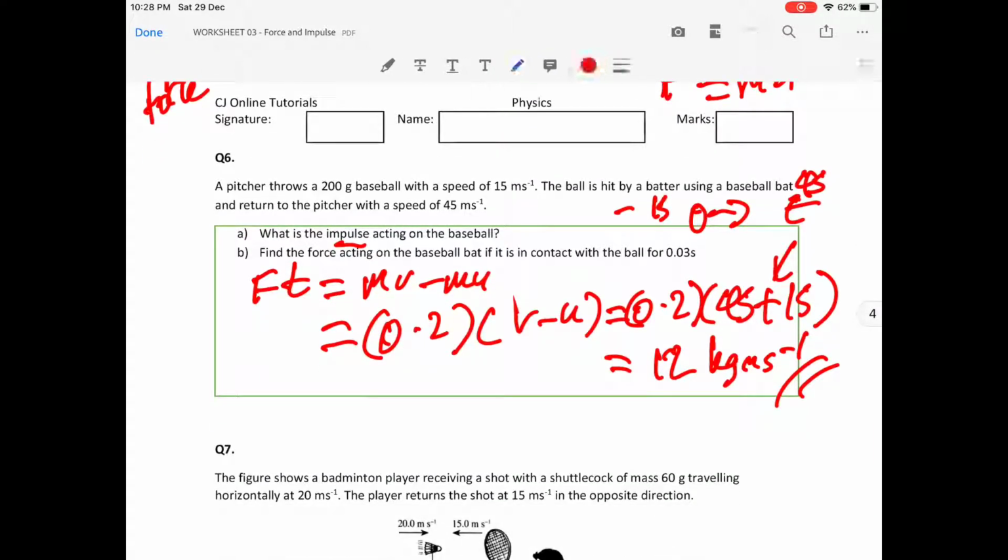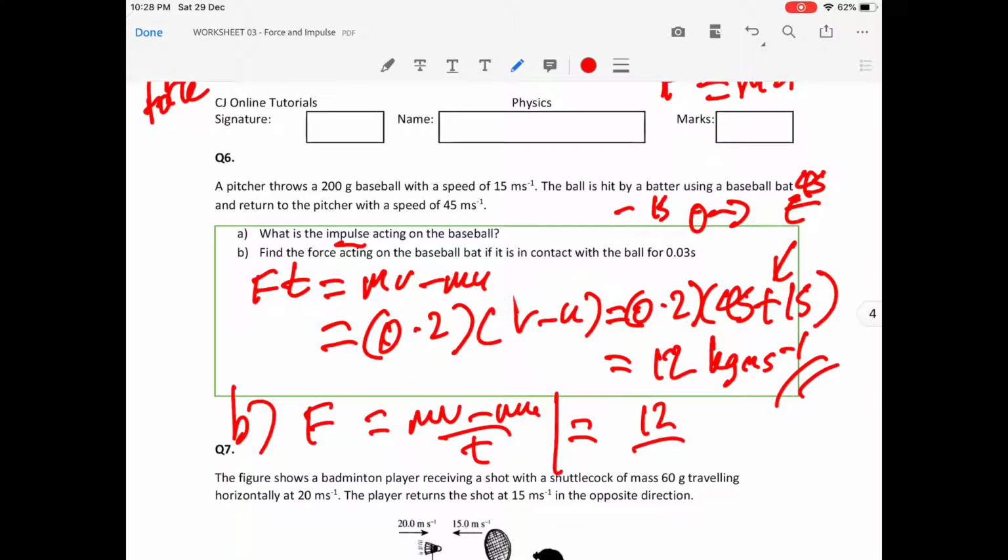Part B. Find the force acting on the baseball bat if it's in contact for 0.03 seconds. Once again, you already have this. Just use the same equation. F equals mv minus mu over t. This is the second one, just move the t down. We already found mv minus mu, which is 12. The time is 0.03 seconds.